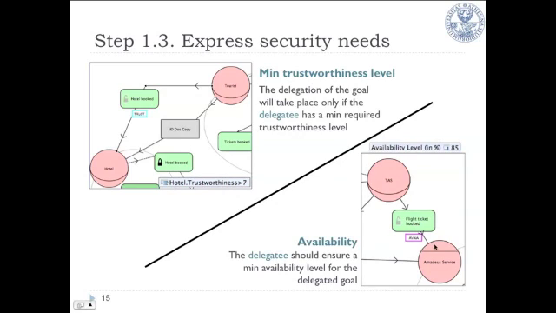On the other hand, one actor might specify that when relying on a given actor, similar to an interaction between a service consumer and a service provider, the first requires the second to provide a minimum availability level for the services that it is providing. So availability indicates that the delegatee should ensure a minimal availability level for the delegated goal. In this case, I have considered a minimum availability level of 85%.